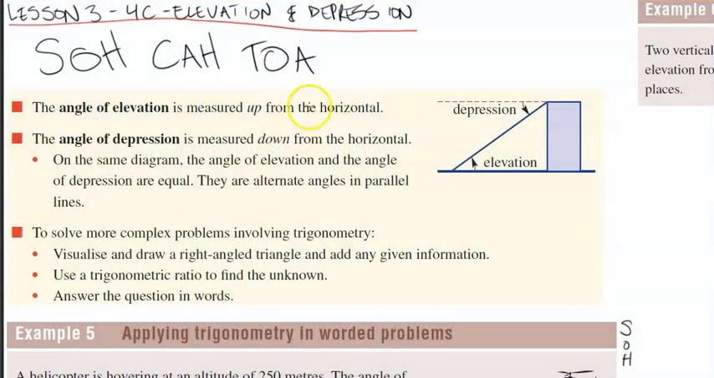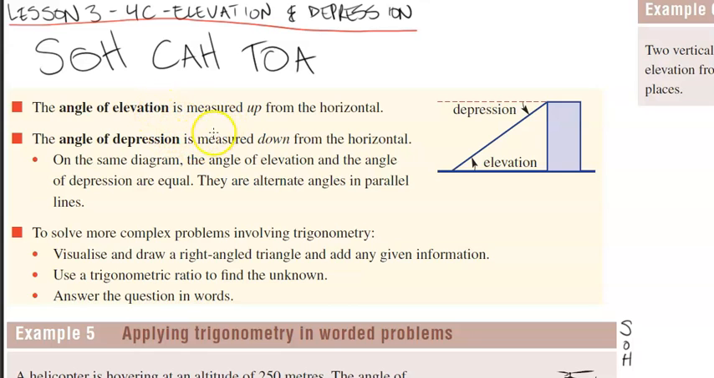So we are now looking into context of elevation and depression. There are two new terms that we use in regards to real-life context of trigonometric functions, because it's one thing to know the skills of SOHCAHTOA and applying the right function to solve for a side or solve for an angle, which we did in 4a and 4b respectively. But now we're going to look into using the words angle of elevation and depression to solve real-life context.